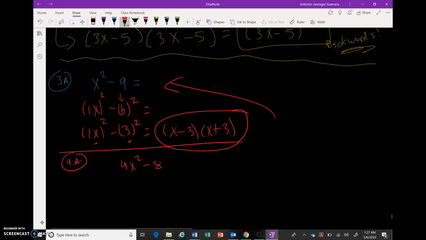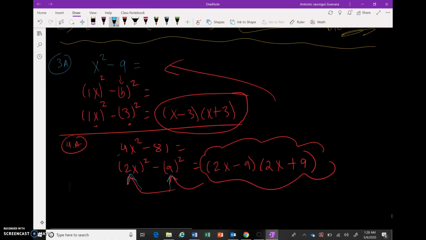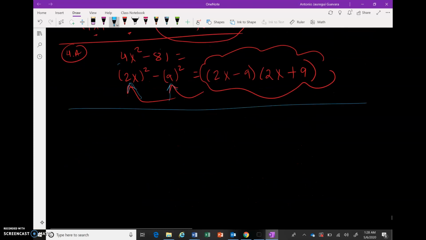4x squared minus 81. Again, you see that's a difference of squares because that's 2x squared minus 9 squared. So our format tells us that we're going to do 2x minus 9 times 2x plus 9. Again, that's because it's a difference of squares: the 2x is the perfect square of 4x squared, and the 9 is the perfect square of 81. So that works. All right, let's do the last one.